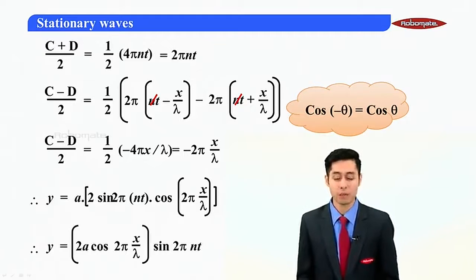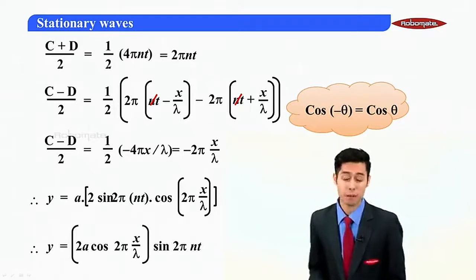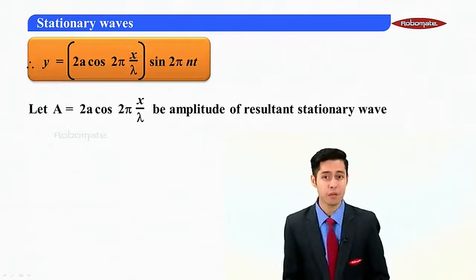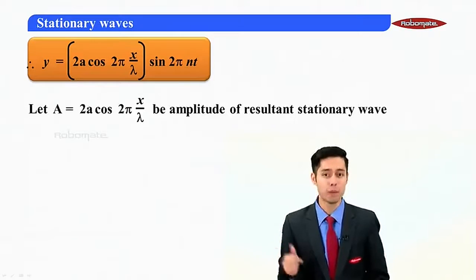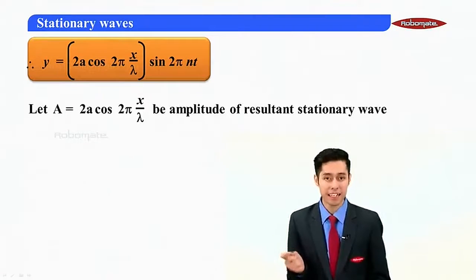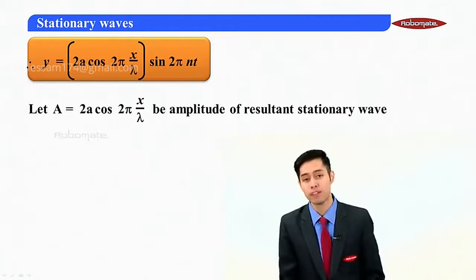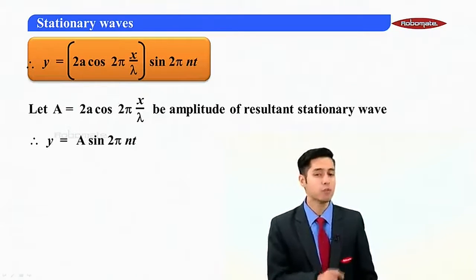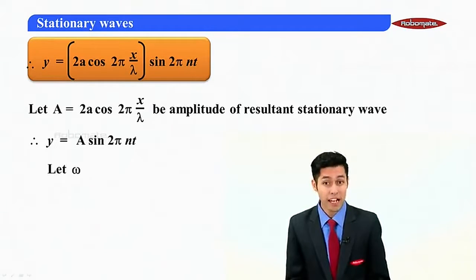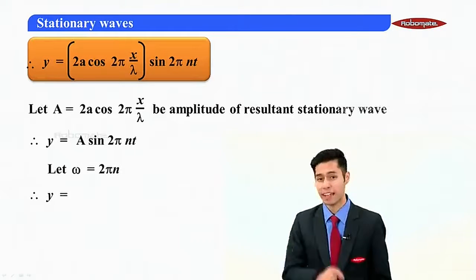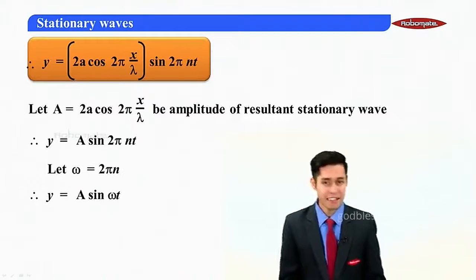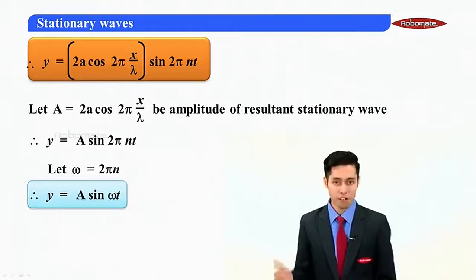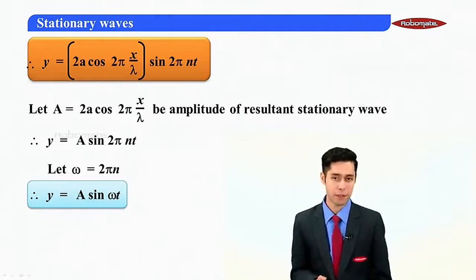Rearranging the equation, we get y is equal to 2a cos 2 pi x by lambda into sine 2 pi nt. We can write the final equation where 2a cos 2 pi x by lambda is written as capital A, the resultant amplitude of the stationary wave, and y is equal to capital A sine 2 pi nt, where we let omega be 2 pi n. So the final equation becomes y is equal to A sine omega t. Putting the result in a box, this is our equation for the stationary wave. Thank you.